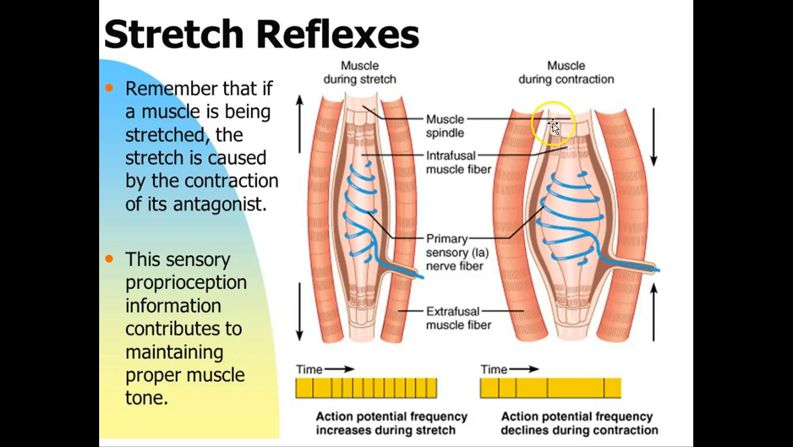On the right, this is a muscle during contraction. Remember that the muscle is being stretched. The stretch is caused by contraction of its antagonist. So imagine the biceps on a bicep curl is the prime mover, the agonist, and the triceps is the antagonist. As the bicep contracts, the tricep has to relax and lengthen. And this sensory information contributes to maintaining proper muscle tone.